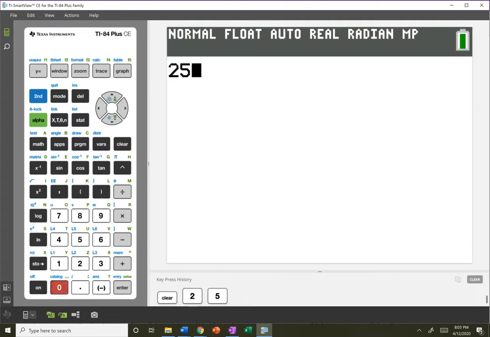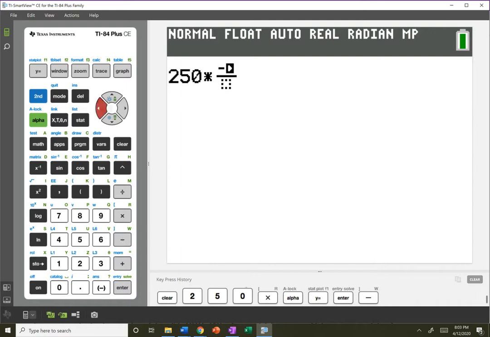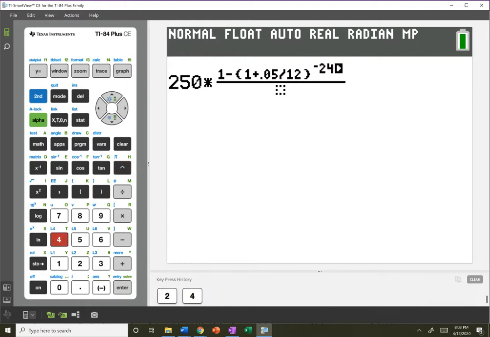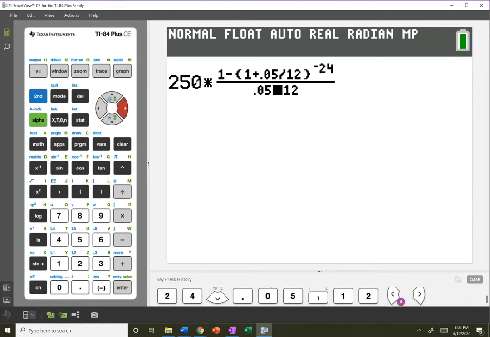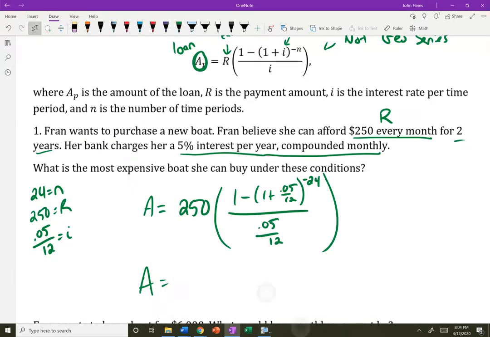So I'm going to type in 250 times a fraction 1 minus parentheses 1 plus 0.05 divided by 12 to the negative 24 months. Remember, it's how many months am I paying over 0.05 divided by 12. Nice if I hit divided instead of parenthesis, and we're good. That's how much money the bank will give Fran for her boat. $5,698 and 47 cents.